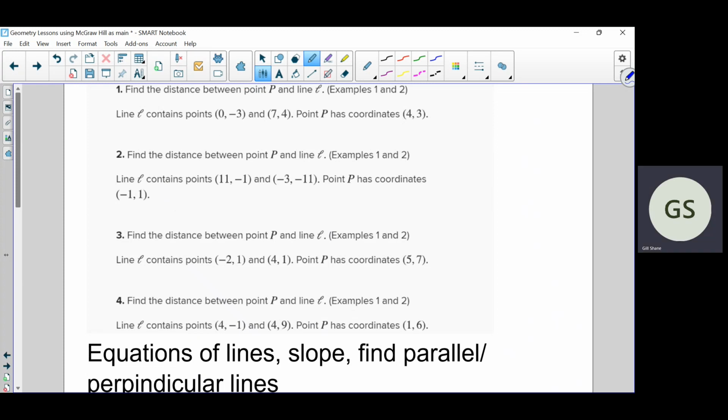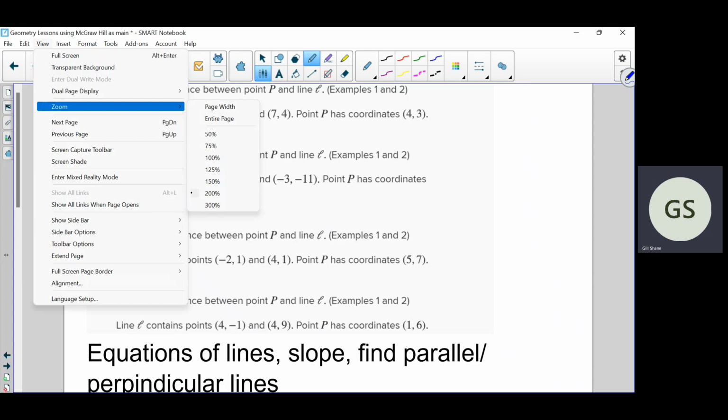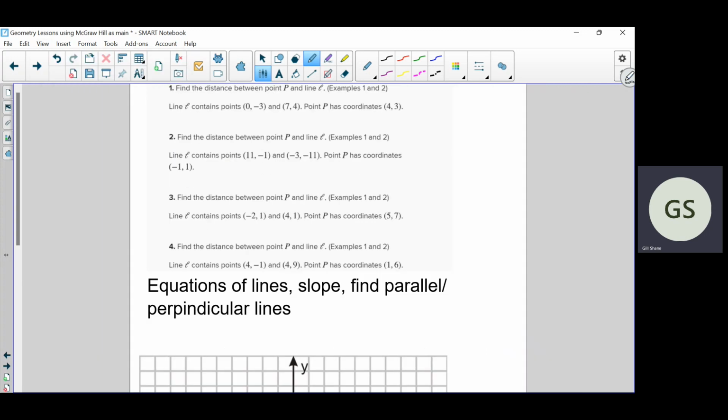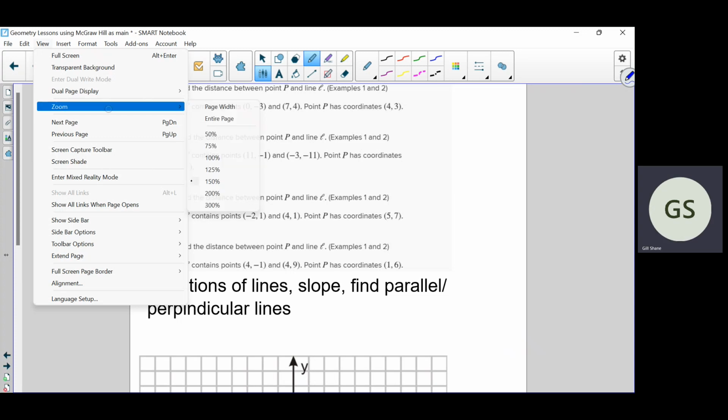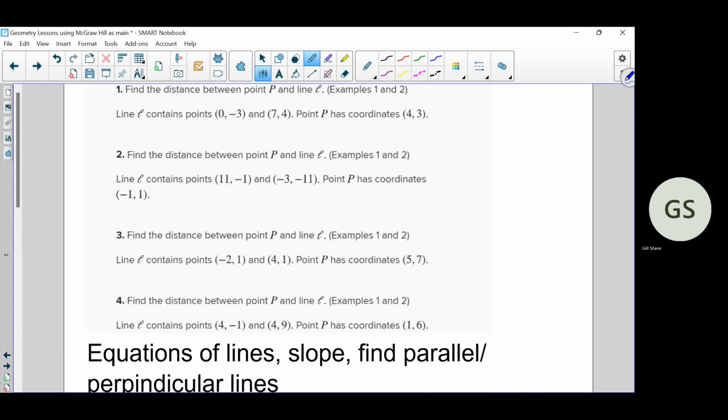I don't think I can zoom in anymore and still fit all of it. Oh, I went the wrong way. There, hopefully you can see. If you can't see that, you can move closer.